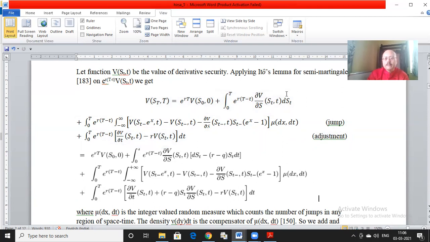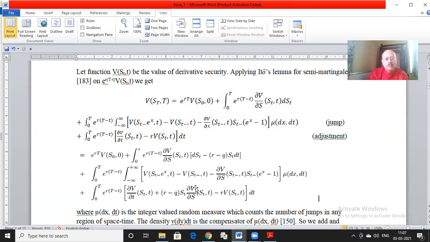In the first term here, in this integral, what we do is, instead of just looking at dS_t, we make the mean adjustment. So we subtract this term (r minus q) S_t dt, which is the drift term in the original Brownian motion model. So this is like trying to make terms mean zero. So if I subtract it from here, I have to put it back. So I put it back in the adjustment term. So in the adjustment term, I put back this (r minus q) S_t dt.